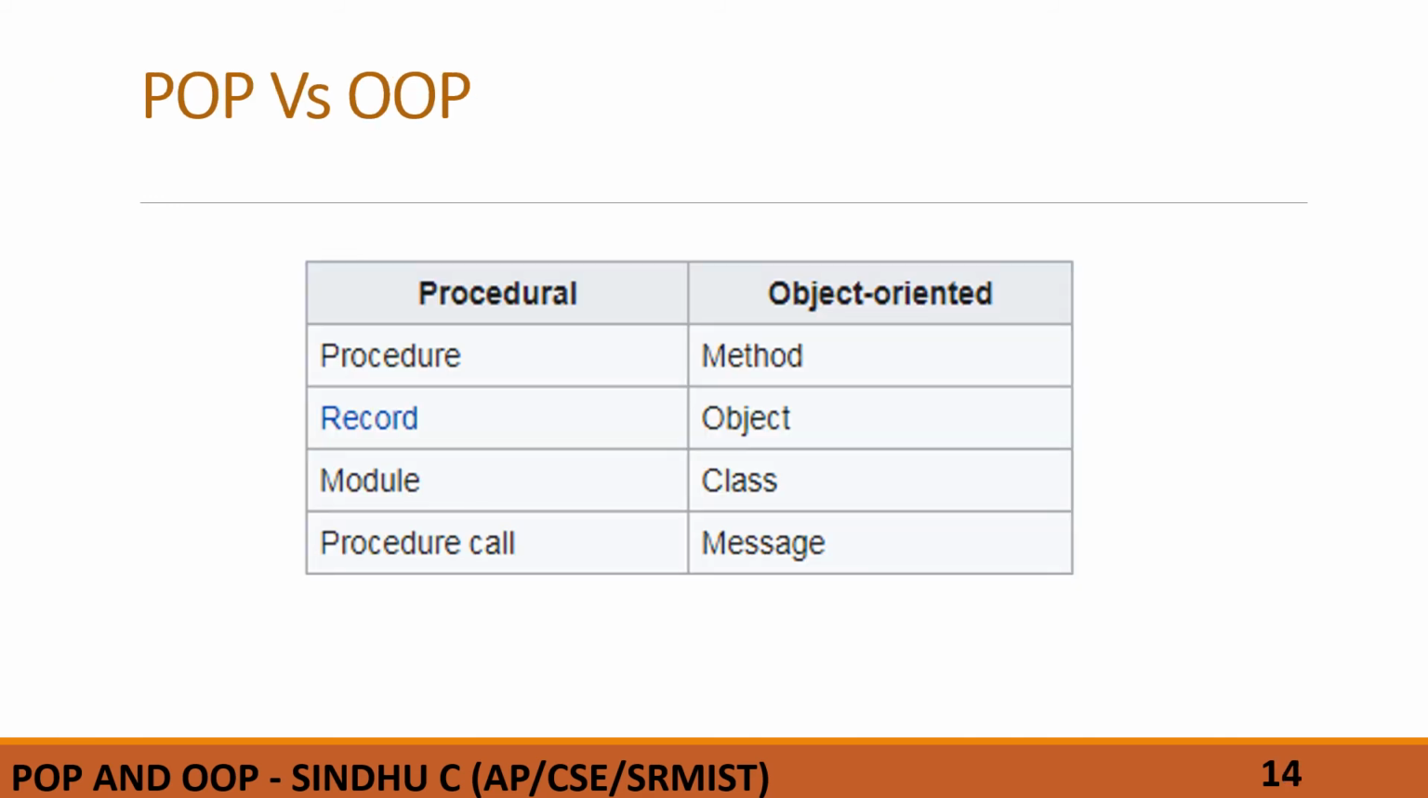So these are the basic differences. What we call a procedure in procedural oriented programming language, we call a method here in object oriented programming language. And what we call a record in procedural oriented language is called an object here. And what we call a module here is a class in object oriented language, and procedural calls can be called messages, and they have their own differences. And when I say procedural oriented language, it is not just C program. We have many other programming languages.